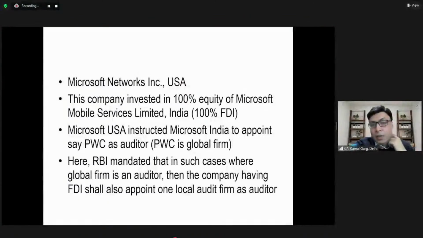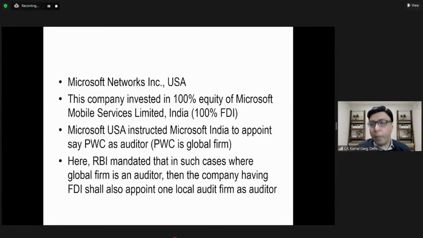So what is happening now? Microsoft Mobile Service Limited will be appointing PwC as an auditor because of the instructions of the investor, that is Microsoft Networks USA. So what happened here? RBI will come into picture, and RBI mandated that if you are having a global firm as an auditor, it is a mandatory requirement that you must also appoint a local auditor. So now what will happen? Microsoft Mobile Service Limited India will be having two auditors. One is PwC and second is a local firm. So this is the concept of joint audit.